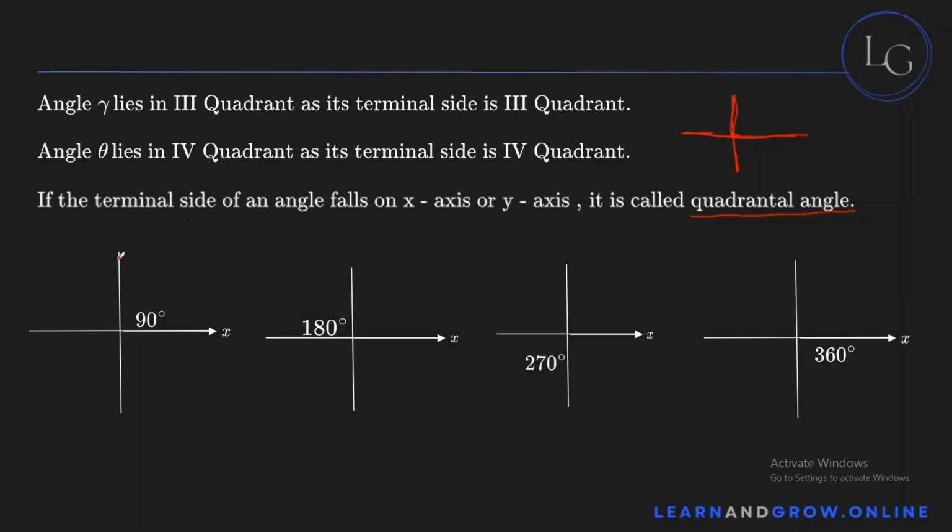So if the terminal side lies on this positive y-axis, the angle is 90 degrees. If it lies on the negative x-axis, it's 180 degrees. If it lies on the negative y-axis, as you can see this angle over here, it's 270 degrees. If it lies on the positive x-axis, the angle itself will be a full 360 degrees.